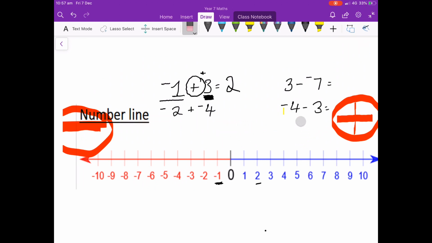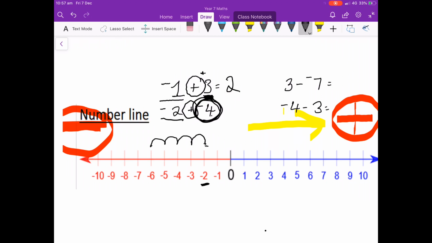Once again, this is negative 2. Negative 2, so we're going to start at negative 2. We've done that bit. We're plussing, so we're going to turn our body towards the adding symbol. And we're adding how many? Negative 4. So, because that's a negative number, do I walk forwards or do I walk backwards? I've turned my body towards a plus, but because it's a negative number, I walk backwards. So walking backwards, 1, 2, 3, 4. So my answer for this one will be negative 6.